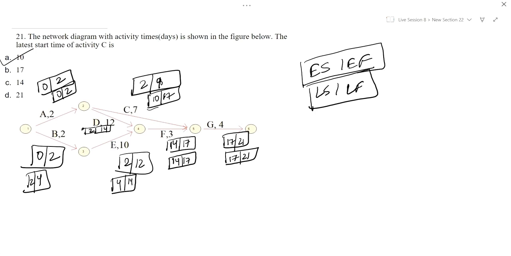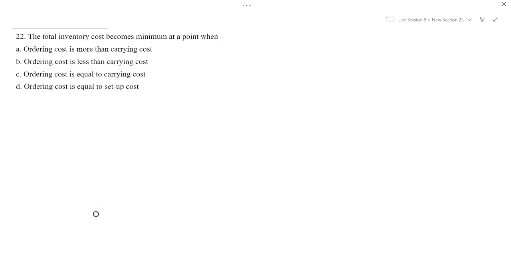The last question. The total inventory cost becomes minimum at a point when the ordering cost C naught is equal to CC. There is no inventory at this point when the ordering cost becomes equal to carrying cost.